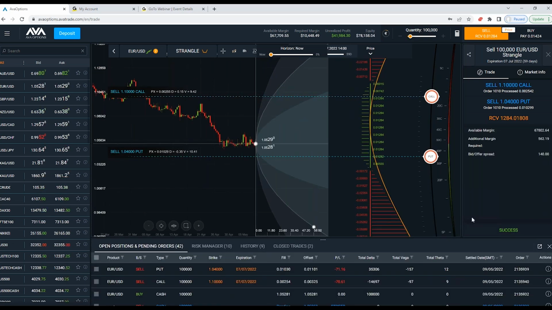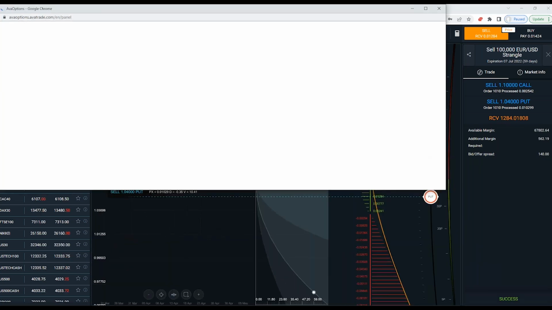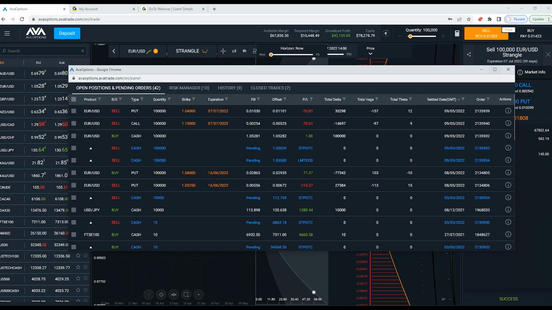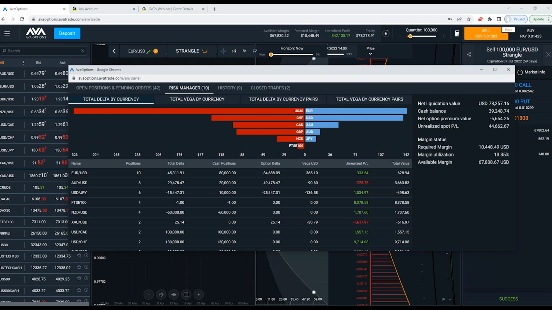And by the way, this nifty platform lets you open up new windows. I can pop this out. I think you can see this. I can pop out that open positions screen into another page. I can also look at my risk manager. The risk manager is showing me all of my net risk. It's showing me the combined risk of all of my positions broken down by currency pair, showing me my total delta, how much is coming from cash, how much is coming from options.